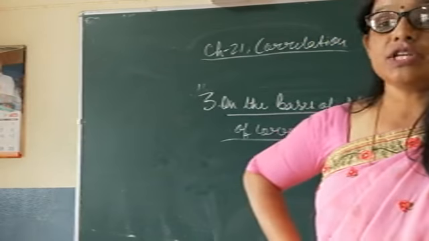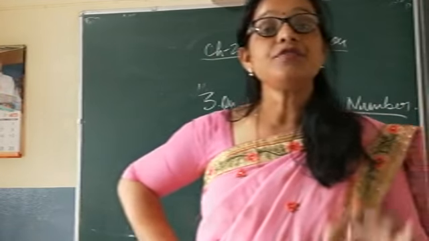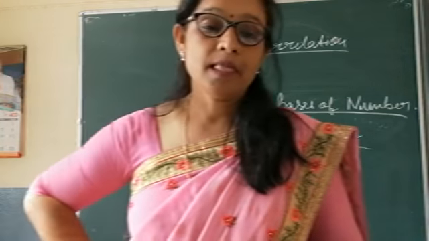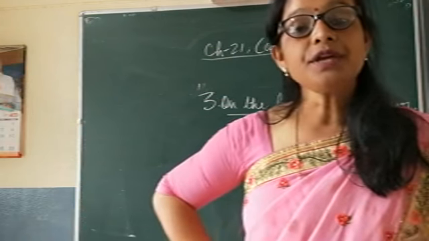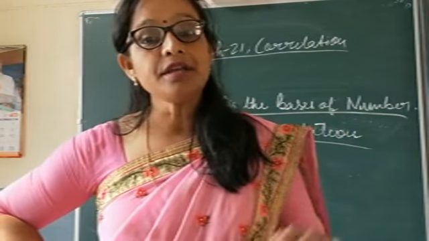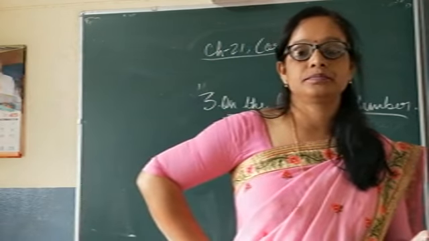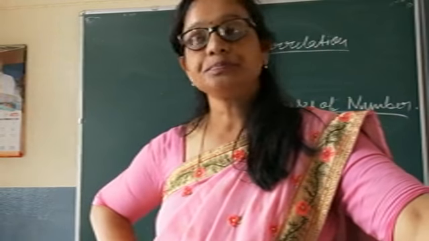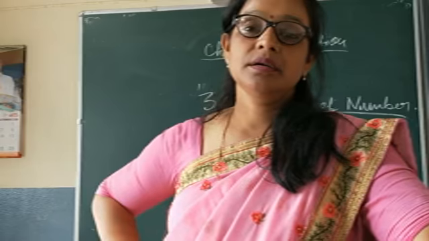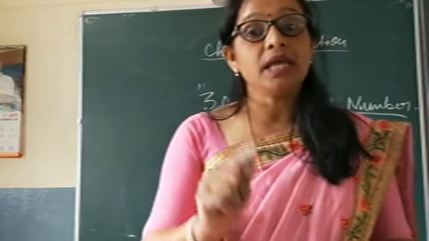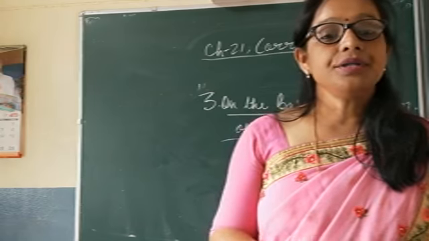Last one, partial correlation. When only two variables are involved, keeping other variables constant, then we call it partial correlation. For example, price and demand keeping income and taste constant. Is it clear? So these are the types of correlation.